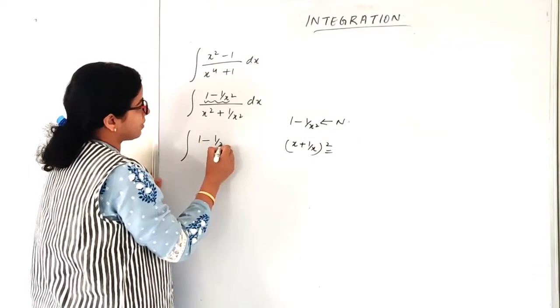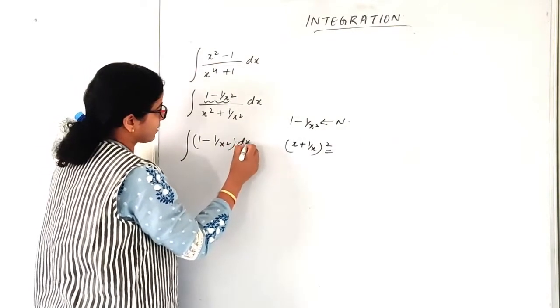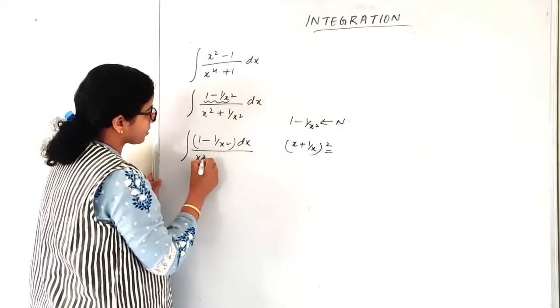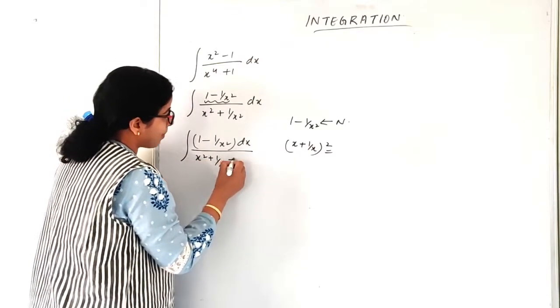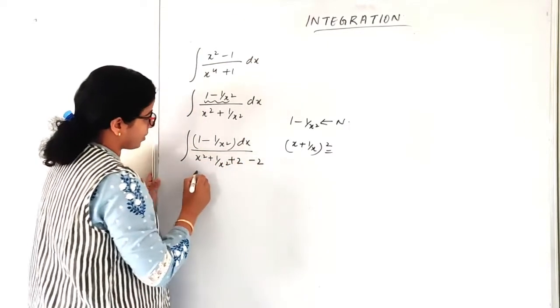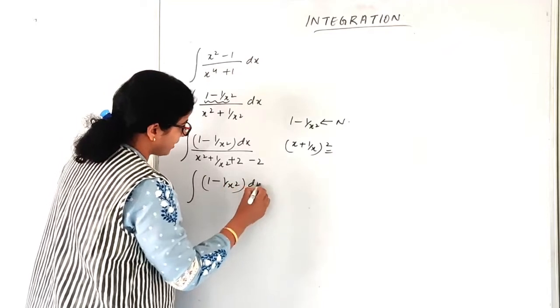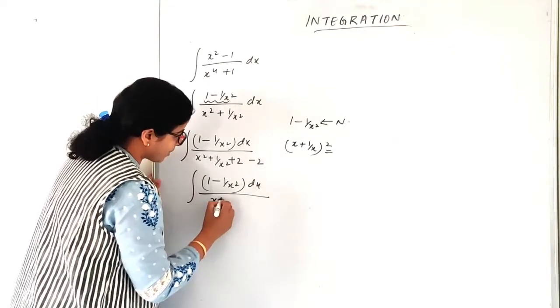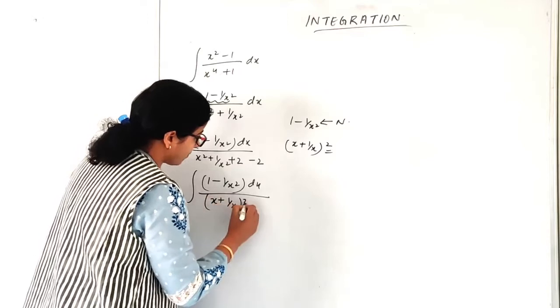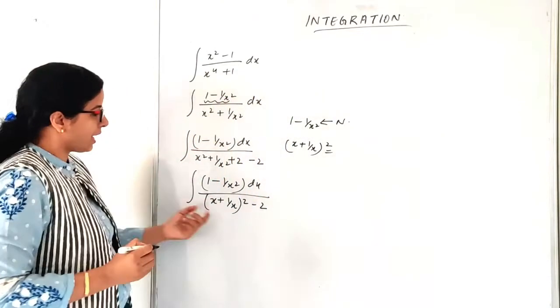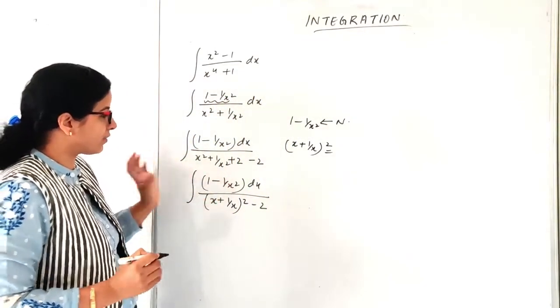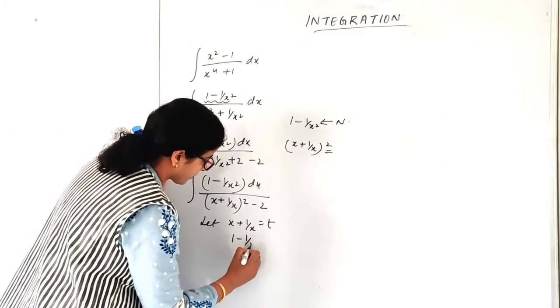So let us check it out here. (1 minus 1 by x square) dx. What will I get here? x square plus 1 by x square plus 2 minus 2, whole square dx. This I can write as (x plus 1 by x) whole square minus 2. Assume this as t. We have the differential above.